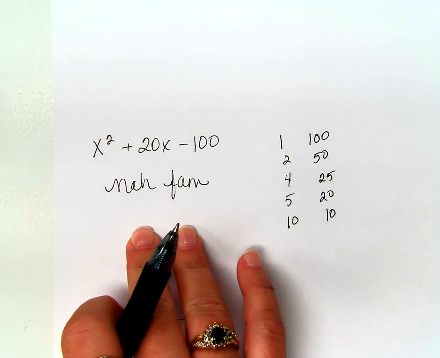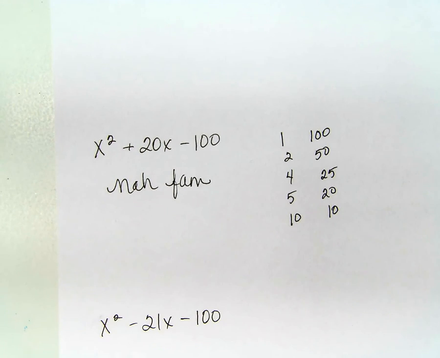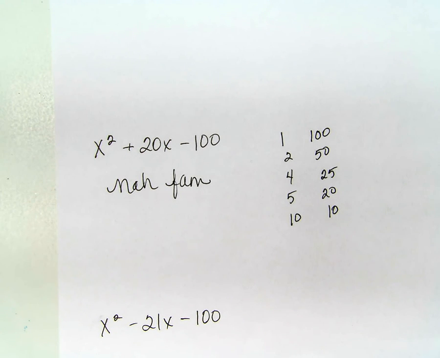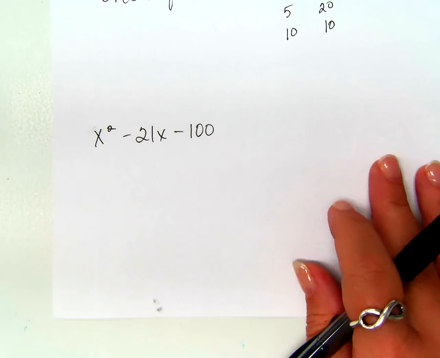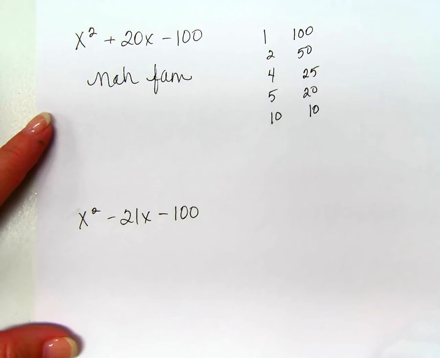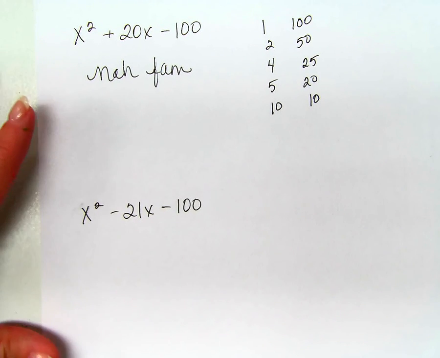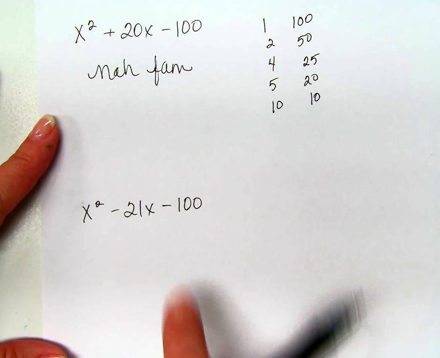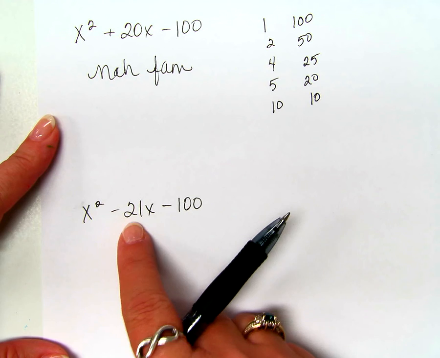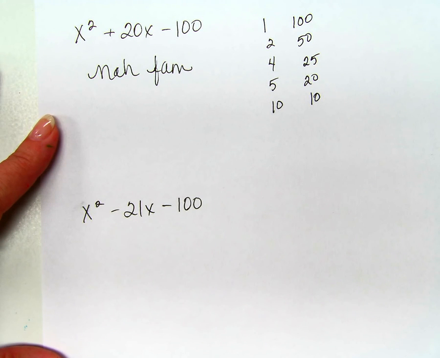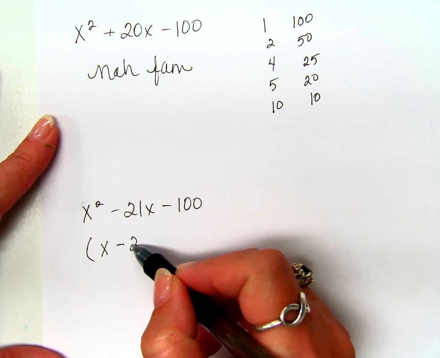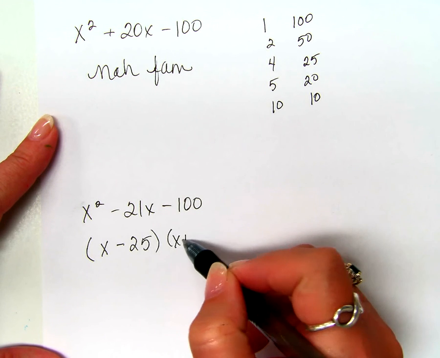Mathematically, what are we saying? It's not factorable, right? Not factorable. So I try to trick you, right? Okay, be ready for those. What about this one? We can use what we just did. Multiplies to be negative 100, adds to be negative 21. X minus 25, x plus 4.